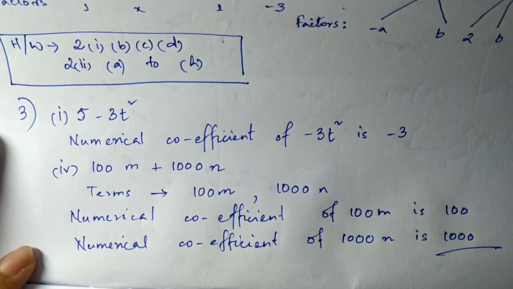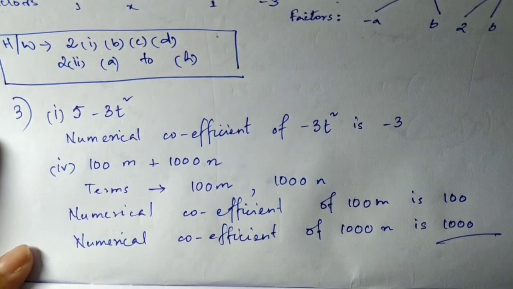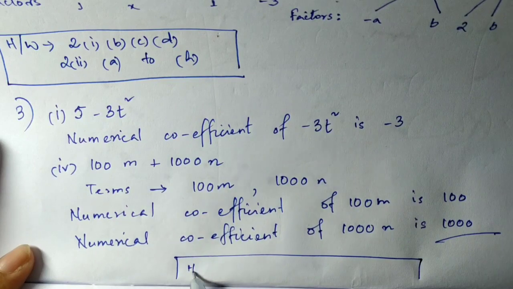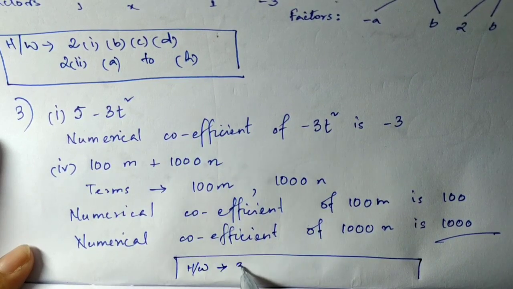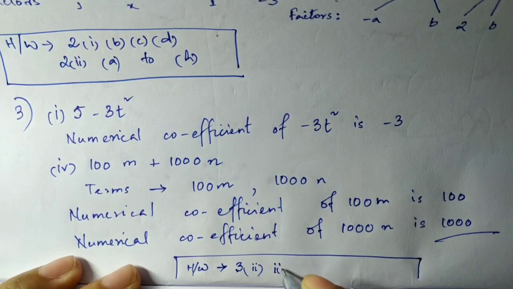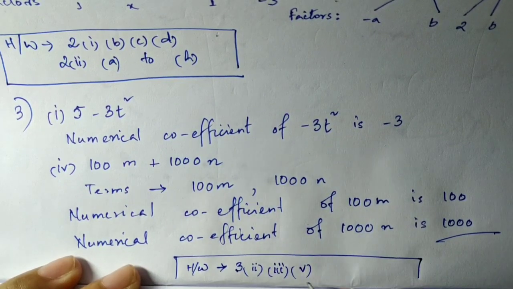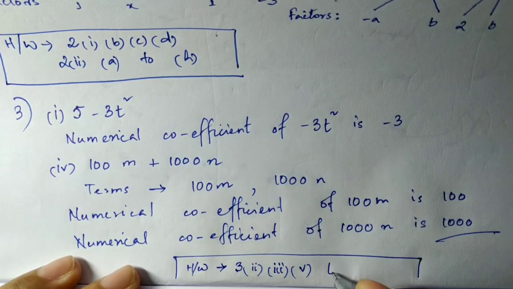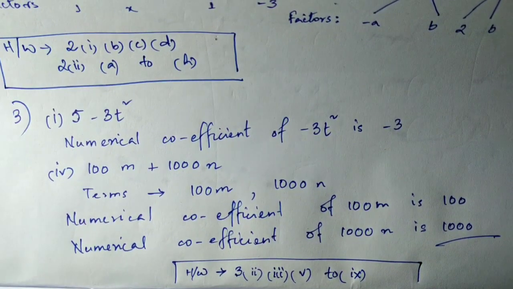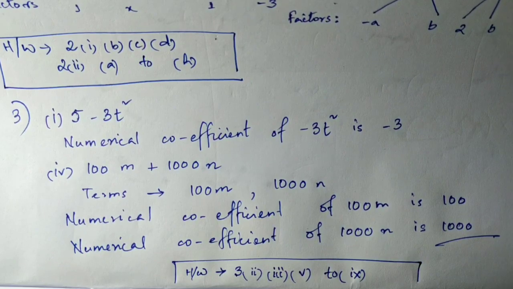So I hope you can try the remaining sums of this as your homework. I'll just write down here in a small box. Homework will be from question number 3: 2, 3, 4 I have done, 5 and onwards, continue doing till the last one, that is 5 to 9. I hope you'll be able to do it. Just write down the numerical coefficient. The sums are very easy. Okay, no calculation required here. Let's continue with the next question.